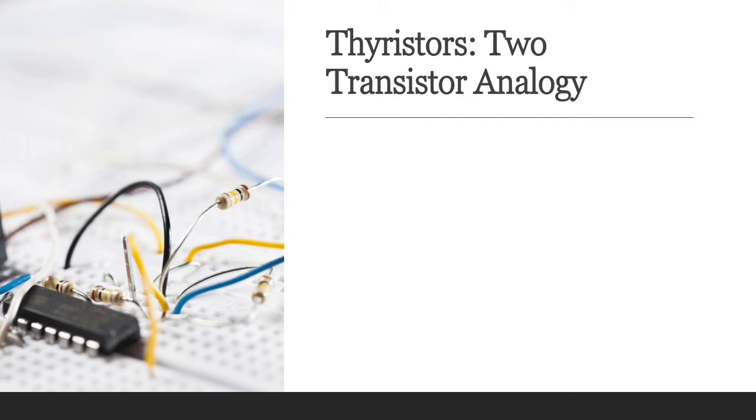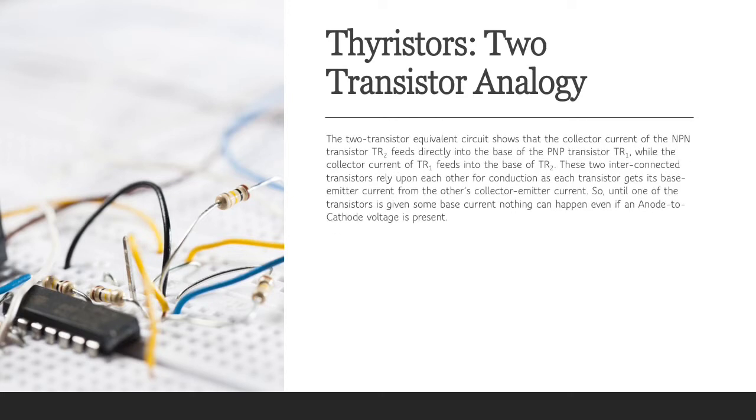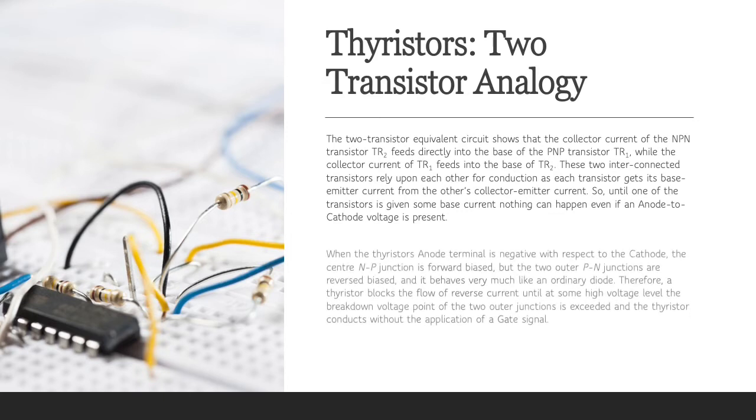A thyristor two transistor analogy. The two transistor equivalent circuit shows that the collector current of the NPN transistor TR2 feeds directly into the base of the PNP transistor TR1, while the collector current of TR1 feeds into the base of TR2. These two interconnected transistors rely upon each other for conduction, as each transistor gets its base emitter current from the other's collector emitter current. So until one of the transistors is given some base current, nothing can happen even if the anode to cathode voltage is positive.